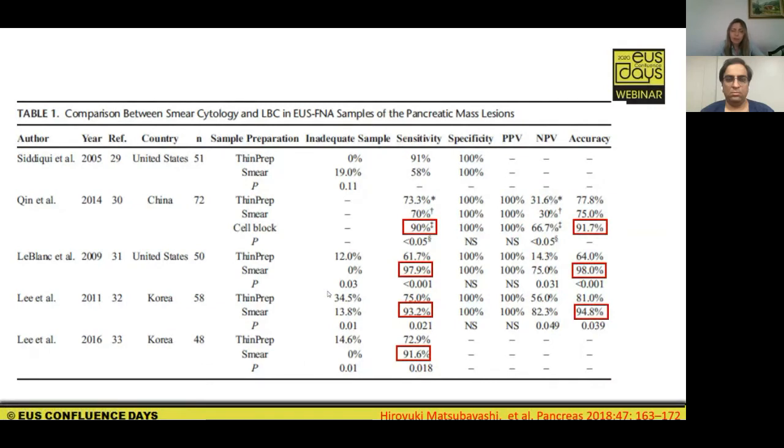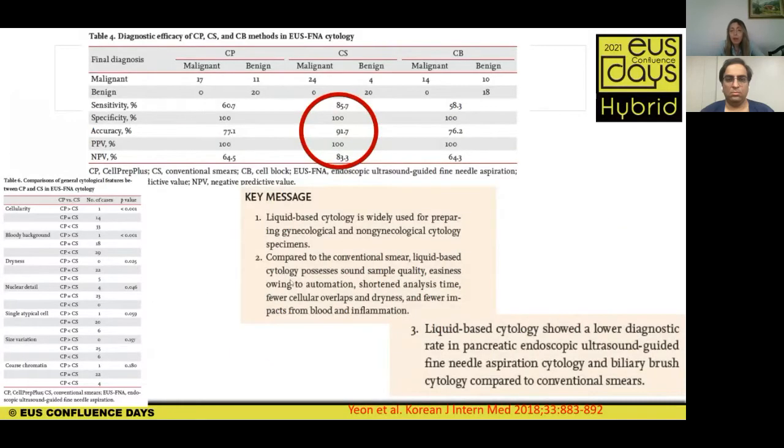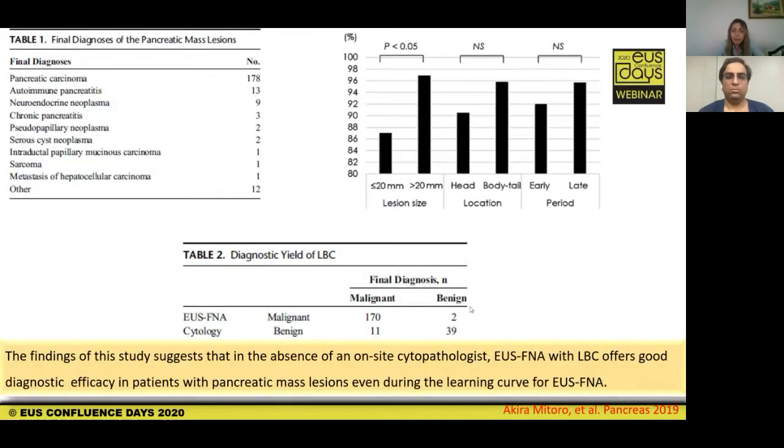In an old study, the diagnostic rate of cell block and conventional smear was higher than liquid-based cytology. And also, this study showed liquid-based cytology had a lower diagnostic rate in pancreatic EUS-FNA. On the other hand, recent studies showed that even with the learning curve for EUS-FNA, the liquid-based cytology diagnostic rate is higher, especially if the lesion size is larger than 2 centimeters.